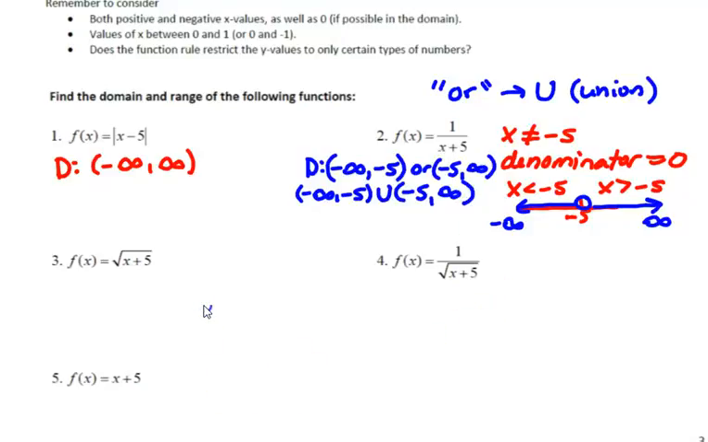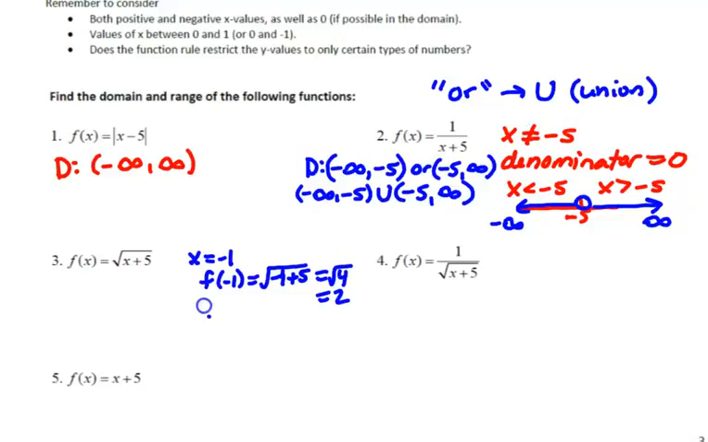Now we have a square root. So we look at our second exception. We can't take the square root of a negative number. Now, that doesn't mean that x can't be a negative number. It just means what's under the square root can't be a negative number. So for example, if x is equal to -1, then f of -1 is the square root of -1 plus 5, which is the square root of 4, which is 2. Perfectly legitimate. So x can be negative. We just can't let the quantity x plus 5 be negative.